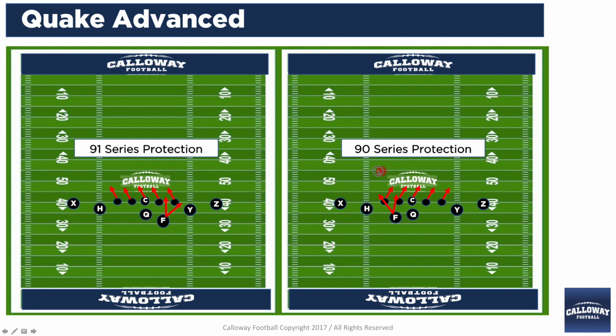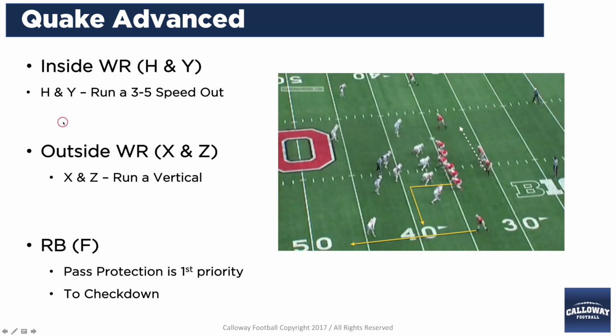The 90 series is just flip it. That means we're sliding our offensive line to the right, and the running back is lined up opposite that to the left, again looking for any B-gap threat or outside edge rusher that may threaten the quarterback. And again, he has pass protection responsibility first and check down second. So the inside receivers, if you watched the basic lesson, you know our inside wide receivers are H and Y. They run a 3 to 5 yard speed out, and our outside wide receivers, our X and our Z, run the vertical route. And as I just mentioned, that running back has pass protection, then check down.